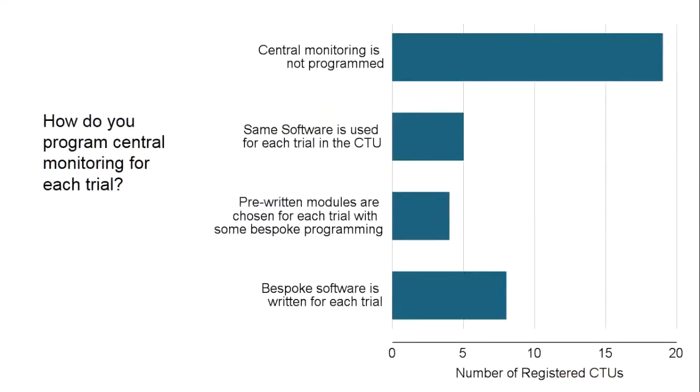So we then moved on to ask about how central monitoring was carried out, with the question, how do you program central monitoring for each trial? 4 of the 36 who responded to this question, or 11% of units, use pre-written modules with some bespoke programming. 8 or 22% used bespoke central monitoring software written for each trial, and 5 or 14% used the same software for all trials. But the standout figure here is that 53% or 19 of the units, the majority of them, do not program central monitoring.